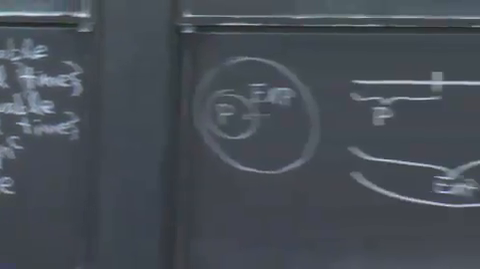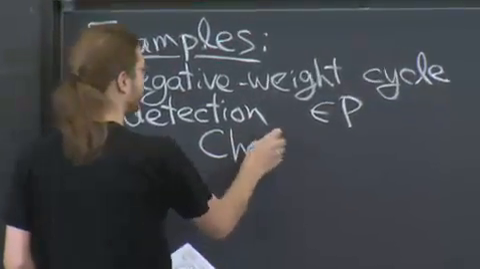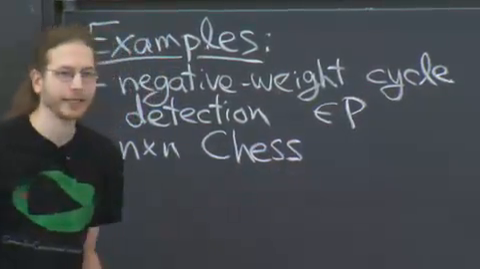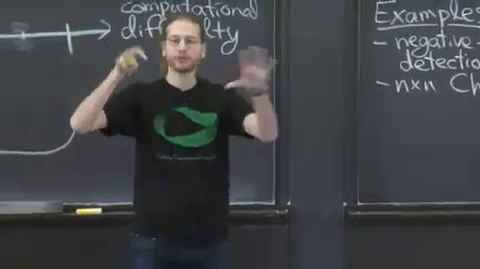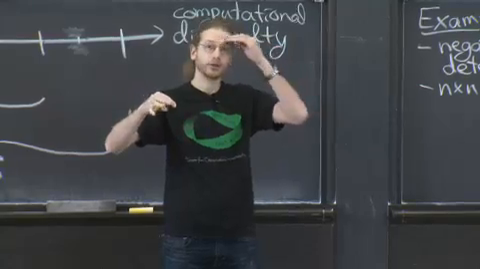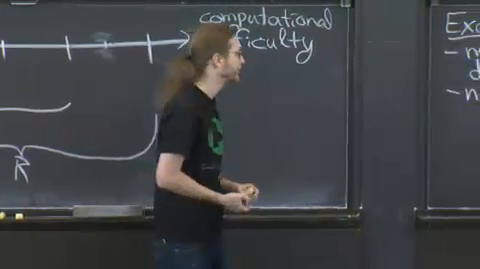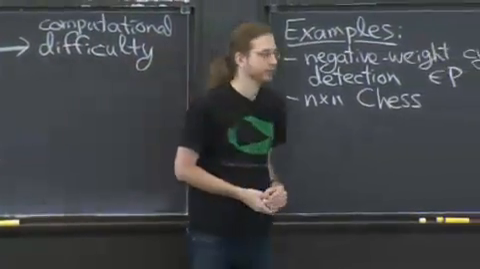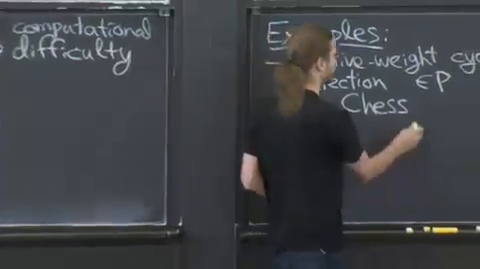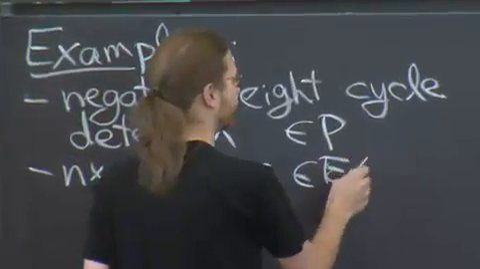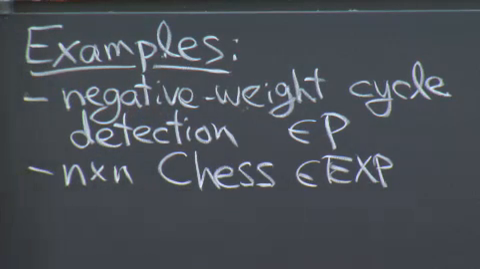OK, here's a problem we haven't seen, but it's pretty cool. N by N chess. So we're in an N by N board, and I give you a whole bunch of pieces on the board, and I want to know, does white win from here? I say it's white to move or black to move. And who's going to win from this position? Okay, this problem can be solved in exponential time. You can sort of play out all possible strategies and see who wins.